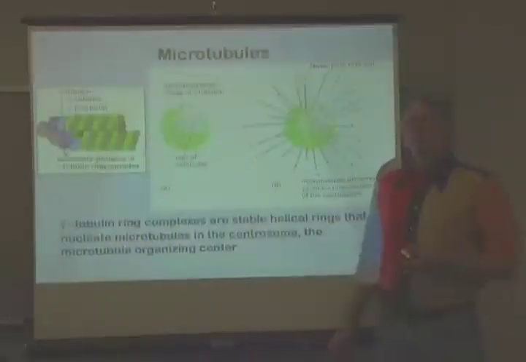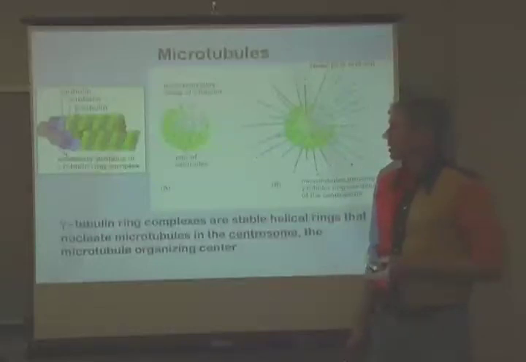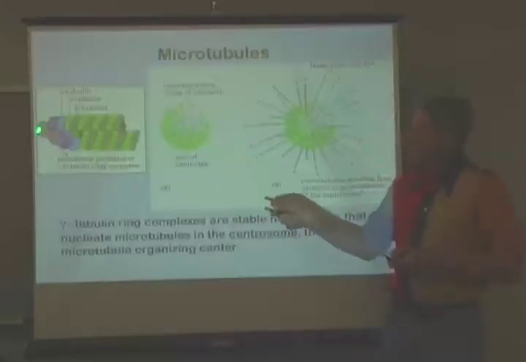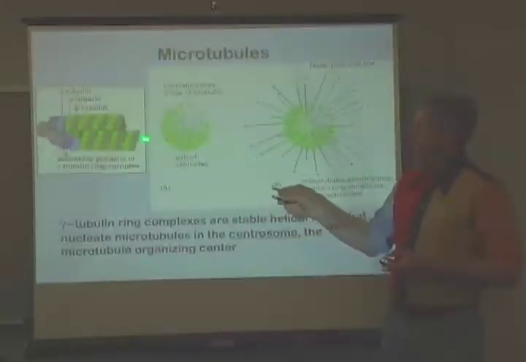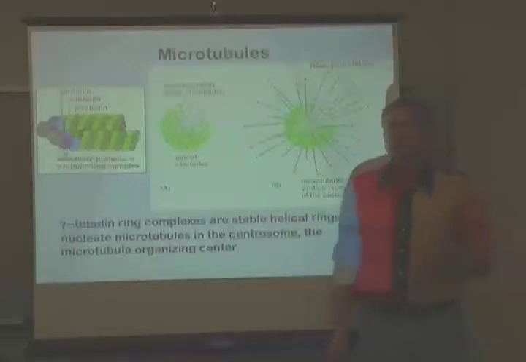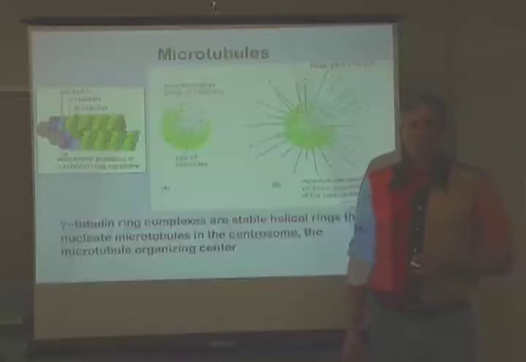At the microtubule organizing center, alpha, beta, and gamma tubulin are present. So gamma tubulin is this more stable structure that forms the nucleation site for the growth of this hollow cylinder. Okay? It's called the gamma tubulin ring complex. It nucleates microtubule growth at the centrosome.